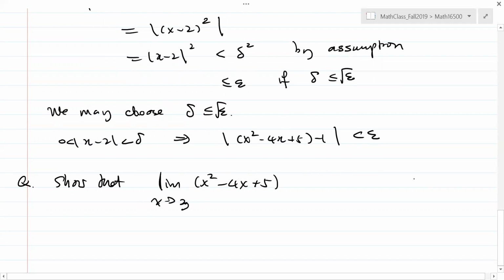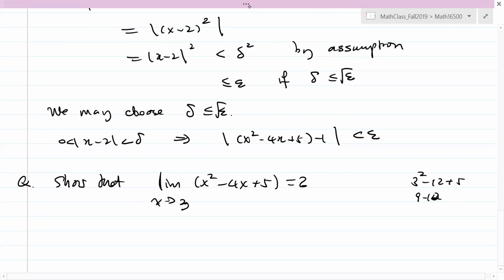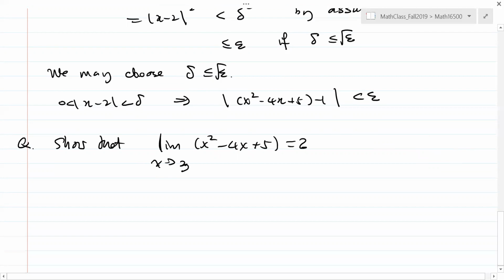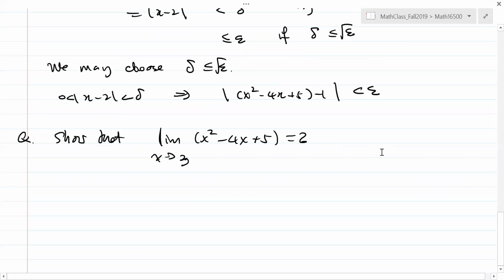Let me check what the answer is. 3 squared minus 4 times 3 plus 5. So 9 minus 12 is negative 3. Negative 3 plus 5 is going to be 2. So the limit is 2. So we have to prove that.